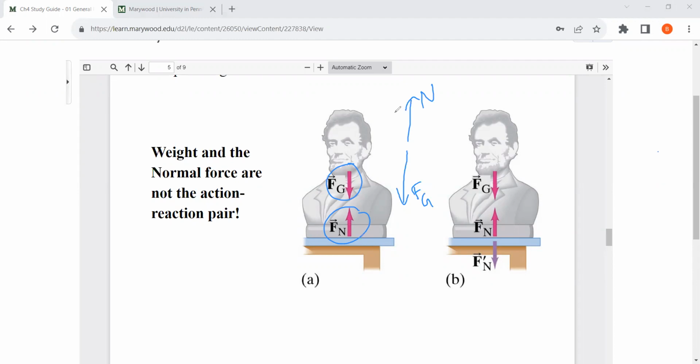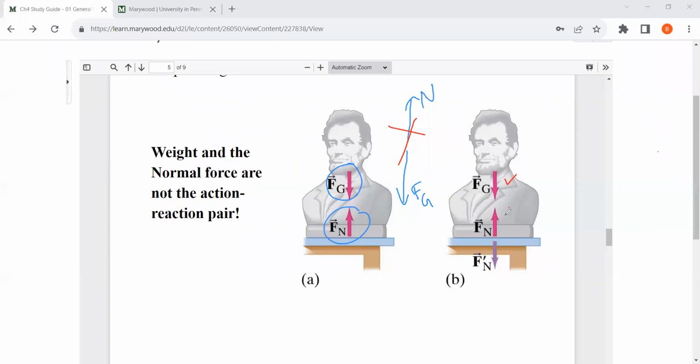Okay, so they are not the action reaction pair. Not the second, not the third law, Newton's third law. But here we can do Newton's third law. Here you see that the gravitational force is there. This is the normal force, both exerting on the same object, but this one is exerted by the table on the statue. So the statue exerts some force on the table, F prime N. So these two forces basically are the action reaction pair.